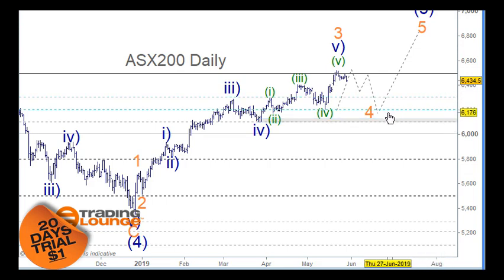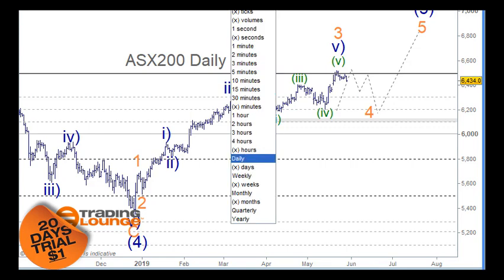The other thing too is that wave 4s can get complicated. Now I've just got it as a simple ABC here, but it could be a triangle. It could be, these are other wave 4s here, so it may have that sort of fingerprint coming in as well. It's very difficult to navigate, so just be mindful of that.